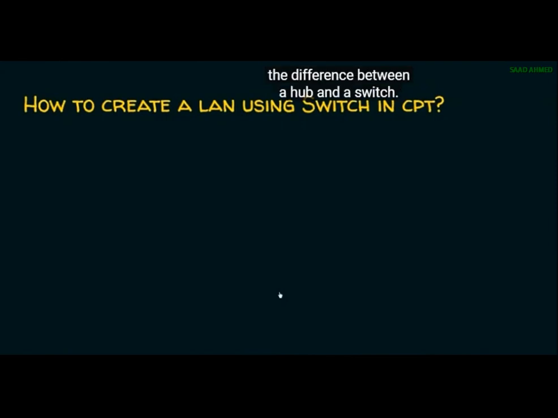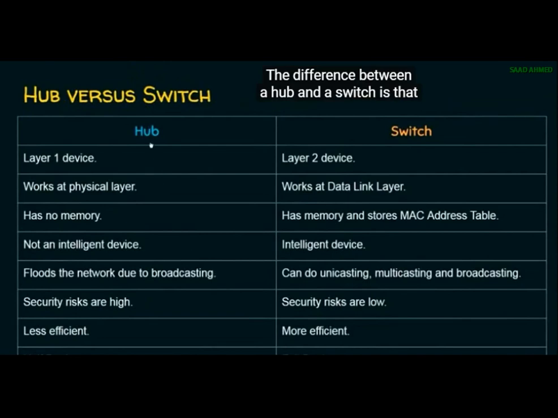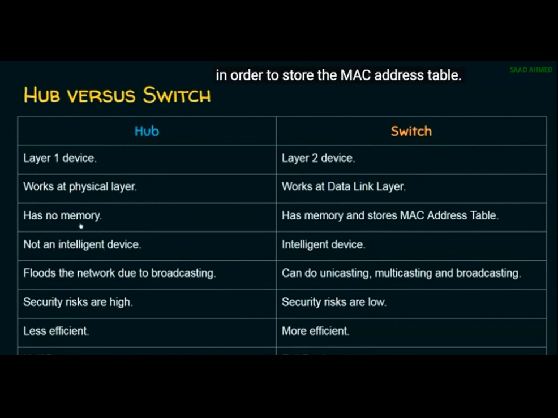It is always good to know the difference between the hub and the switch. We'll see it now. A hub is a layer 1 device and a switch is a layer 2 device which works on the data link layer. Hub works on the physical layer. Hub has no memory, while the switch has memory and it stores MAC addresses in the MAC address table.